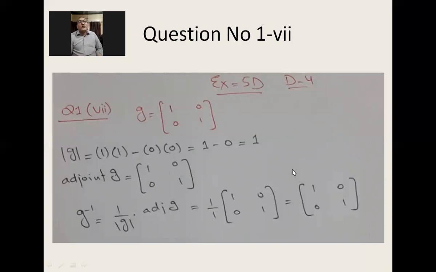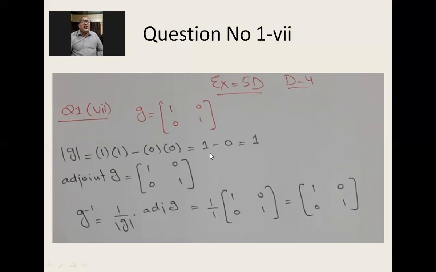This one is question number 1, 7th part. Here I have named it as the matrix G. So first of all, I will try to find out its determinant. For that purpose, we will multiply these two terms with each other. So 1 into 1 minus, then these two terms with each other, 0 into 0. So it will be 1 minus 0, and that will be 1.